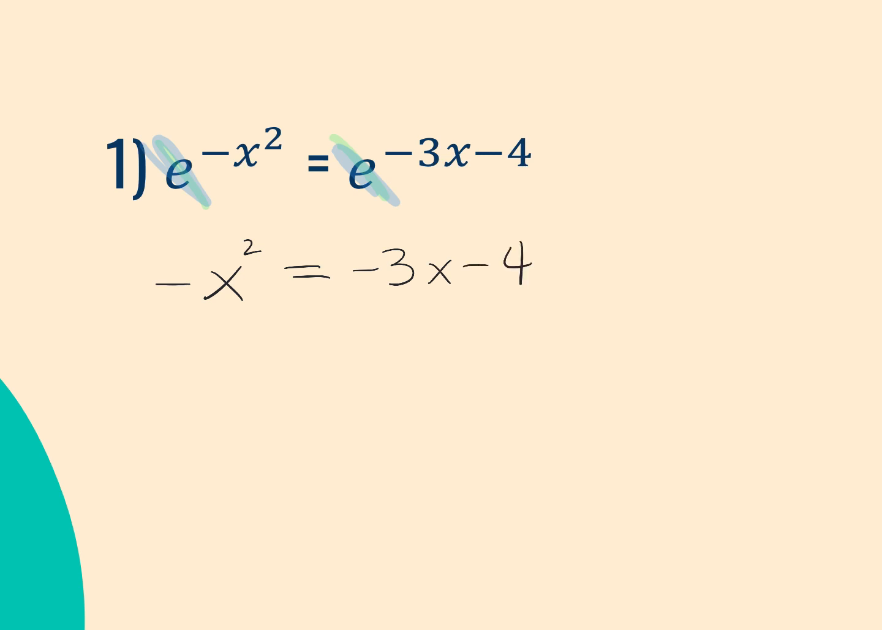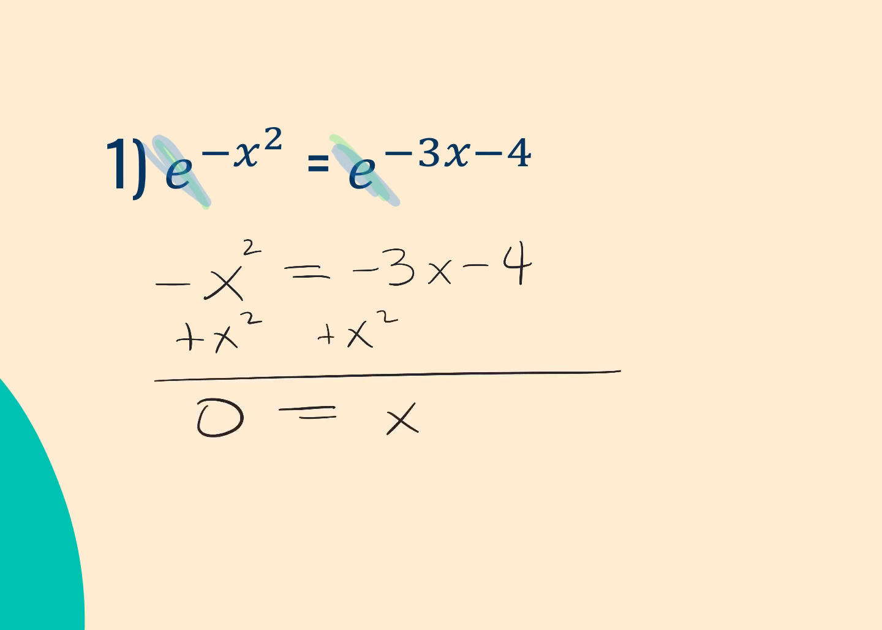Now, notice we've got an x squared, so this is a clue that we're going to be factoring. Whenever you're trying to factor a quadratic, try to keep your x squared term positive. So instead of adding the 3x and the 4, I'm going to add the x squared. And remember, what we're doing here is setting our equation equal to 0.